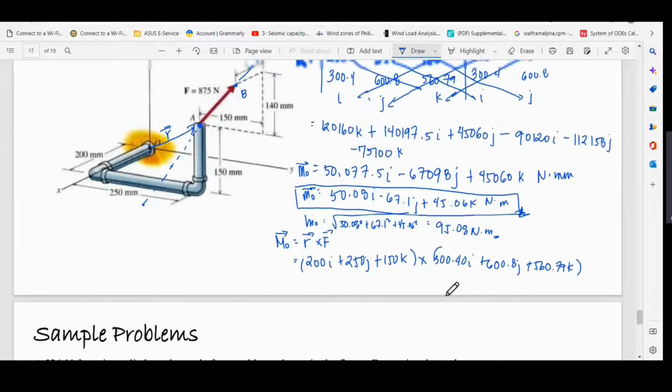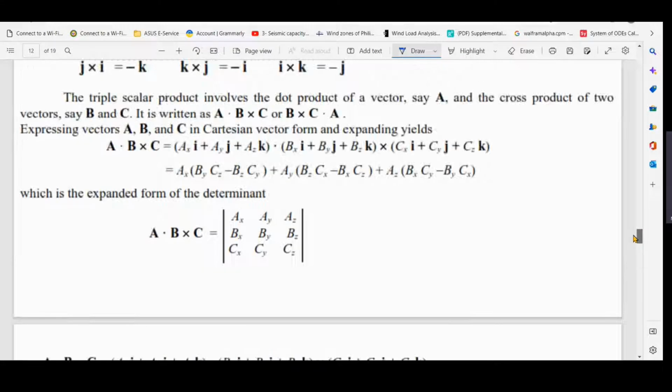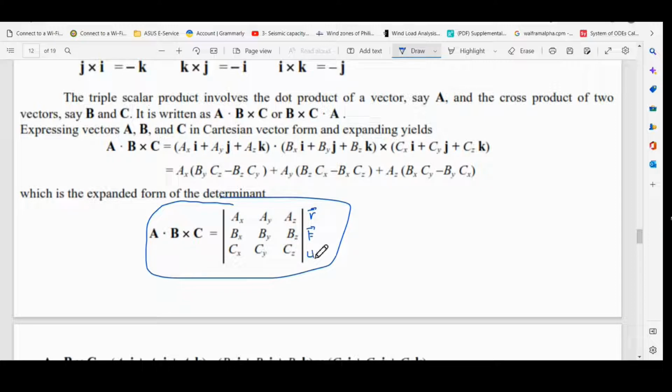Na-present ko ba kanina yung matrix nito? Mukhang hindi. Balikan natin. Ayan. So, this is the determinant or yung matrix. Okay, so ganito yung format natin. So, ito yung magiging position vector R. Ito yung ating force F. Ay, mali. Baliktad tayo. So, dito, ito yung ating position vector R. And then, ito yung ating force F. Tapos, ito yung ating unit vector.